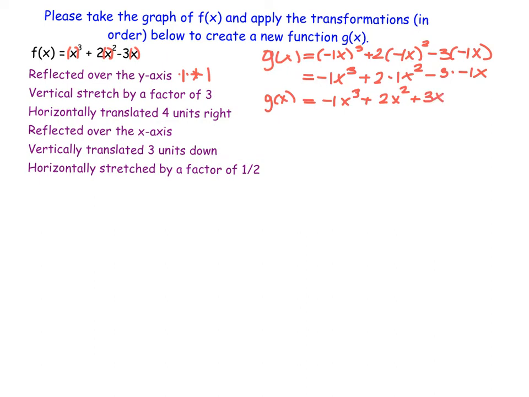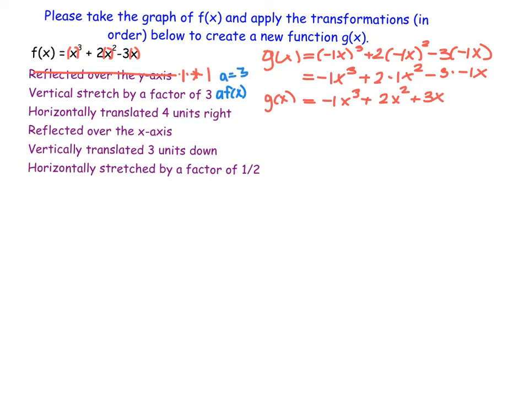So I've now taken care of this first transformation. I have reflected it by adding parentheses around that x value and multiplying those x values by negative 1. Now, this next piece says we have a vertical stretch by a factor of 3. So I know that's when we multiply by an a value on the outside, and my a value is going to be 3.